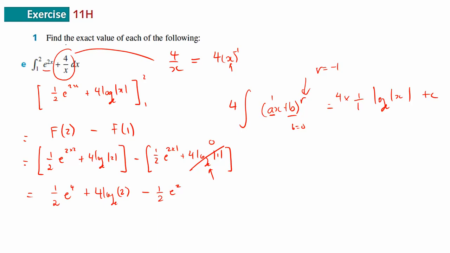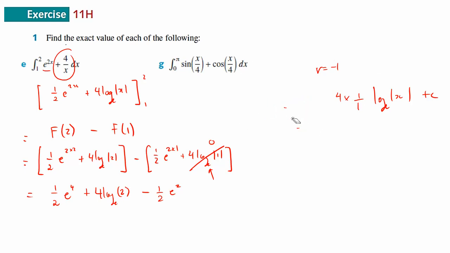Let's try the next one. I want you to have a look at the next one. Same idea, but now put a circular function in. So that's 11G there. Using the rules of 11G, let's split them up individually and work this one out.